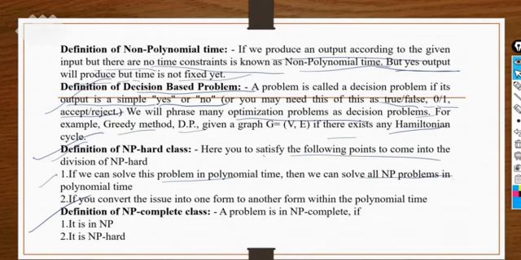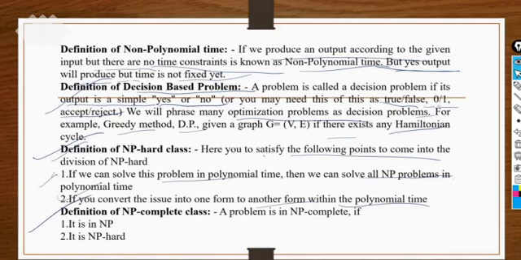If you convert one problem into another within polynomial time, so if we have a problem which is in the NP class, where we cannot find the solution in polynomial time, but we can convert that problem into a problem which can be solved in polynomial time, then it also comes under the category of the NP-hard class. So these 2 points must be satisfied.